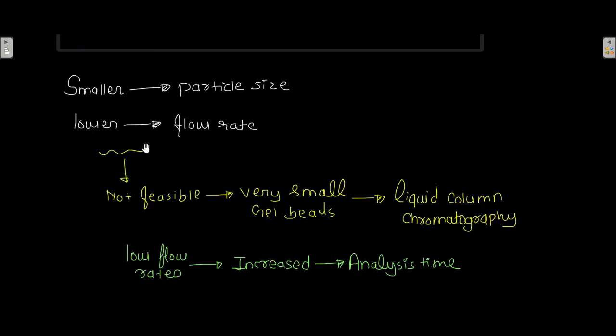Now consider the particle size is smaller, and because of this there will be a lower flow rate, and that is not feasible for very small beads while doing liquid column chromatography. Because if the flow rate is very low, then the analysis time will increase, and that is not good for the experiment, right?